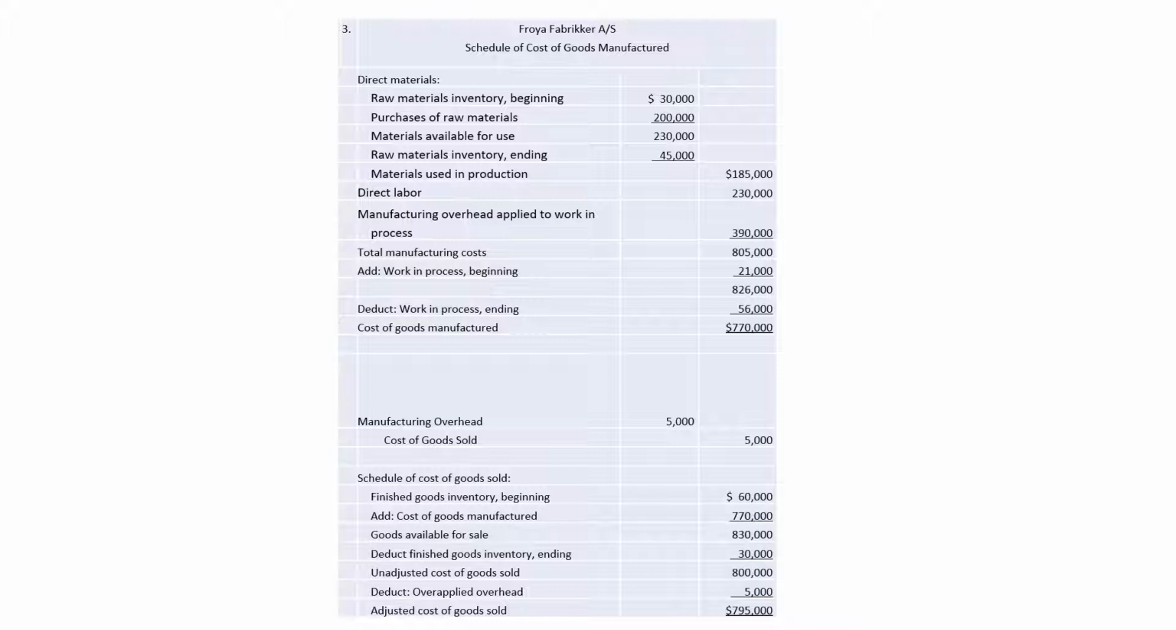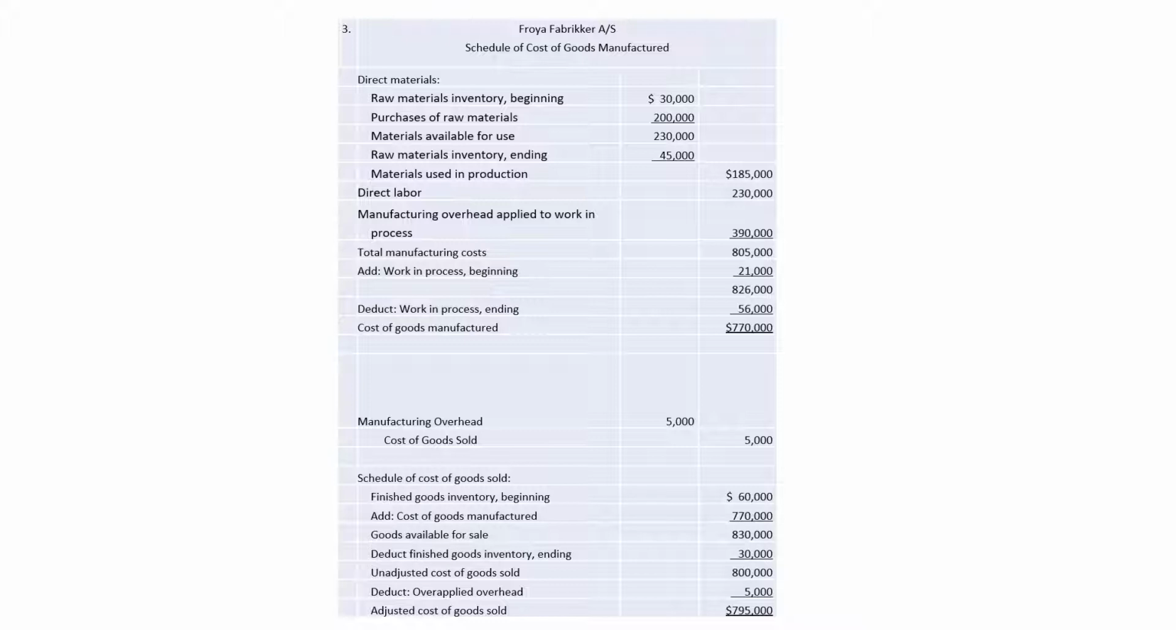Now, we add that amount to the beginning work in process balance. What costs were there in the beginning of the period for the goods that were started but not finished yet? We add those two amounts together, and if everything was finished at the end of this period, the cost of goods manufactured would be $826,000.